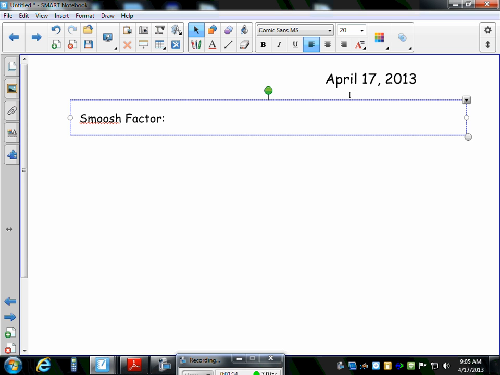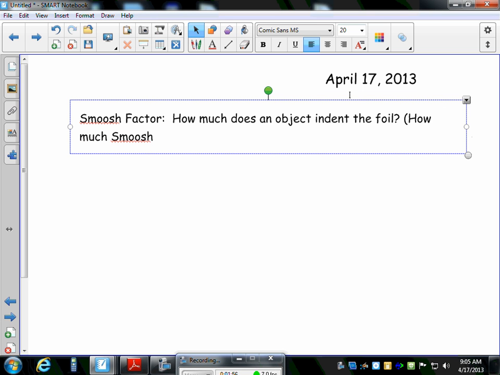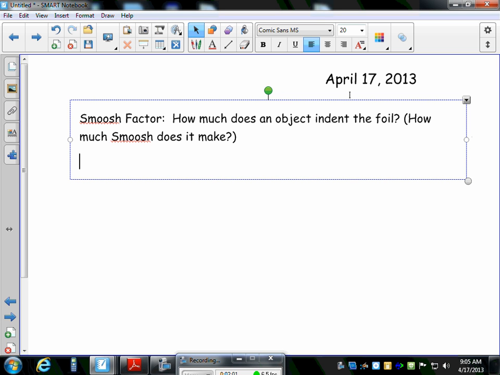And the question we're going to ask today is, how much does an object indent the foil, or how much smush does an object make? And the things that I'm going to have someone throw against the pillow covered with foil are an apple ball, a yellow squishy ball, a softball, and a paperweight.